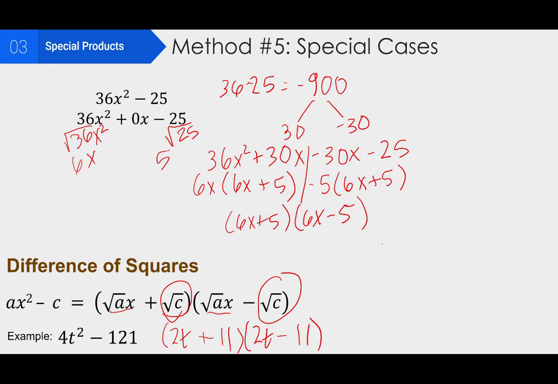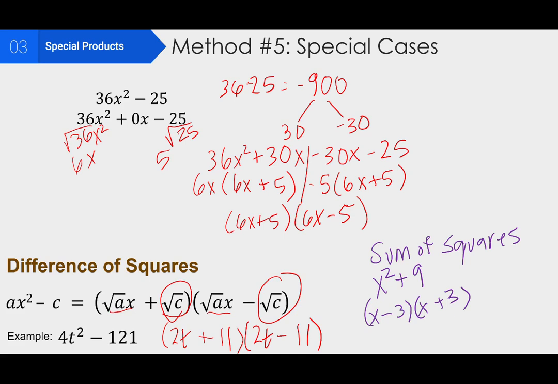If we tried to do a similar process with a sum of squares that we did with the difference of squares, so say it was x squared plus 9, there is no way for me to factor, right? If I do a minus and a plus, that would give me negative 9. If I do plus and plus, that would give me a middle term. If I do minus and minus, that would give me a middle term. So with whole number factors, there's no way for me to factor a sum of squares.